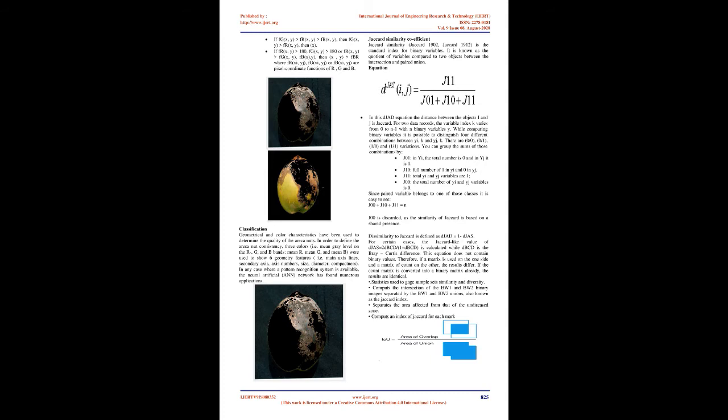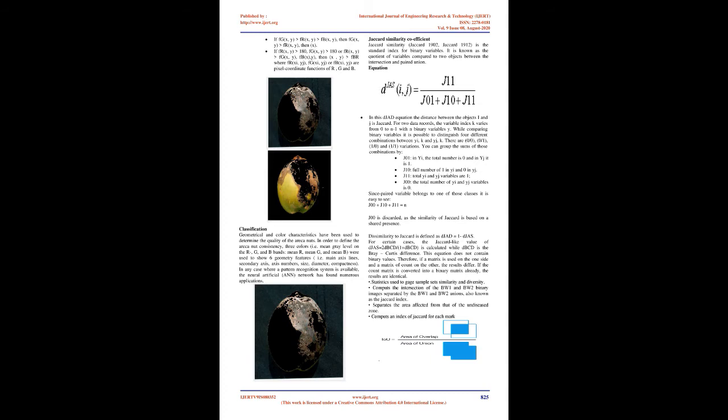Classification. Geometrical and color characteristics have been used to determine the quality of the Areca nuts. In order to define the Areca nut consistency, 3 colors, i.e. mean gray level on the R, G, and B bands, mean R, mean G, and mean B, were used to show 6 geometry features, i.e. main axis lines, secondary axis, axis numbers, size, diameter, compactness. In any case where a pattern recognition system is available, the artificial neural network has found numerous applications.